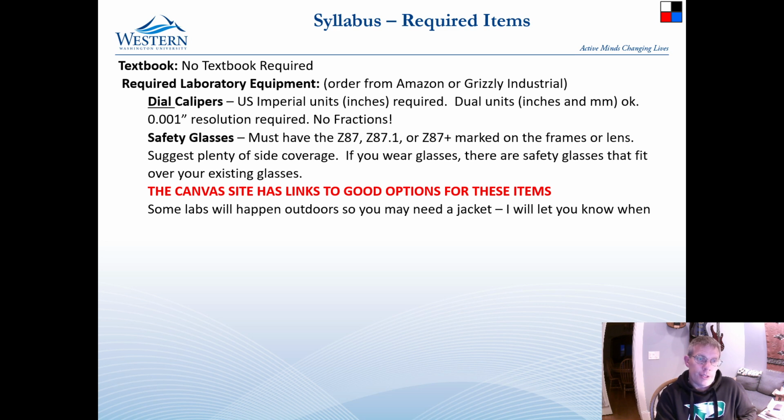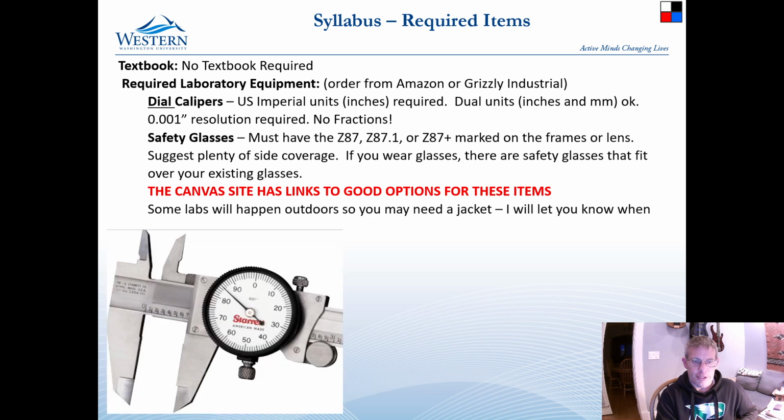The other thing is dial calipers, so we'll talk about those in just a minute. I would really like you to have dial calipers. If you would like to talk about it, the lab can be done with digital calipers, but it is better with dial. And the reason for that is that with dial calipers, you can see more of what's going on, and so you can tell when you're getting a good measurement. There are lots of ways to measure something incorrectly, only one way to get the correct answer. And until you have a really good feel for it, the dial calipers help you get there better. Some of the labs will happen outdoors. I'll try to give you warning on that, so you can bring a jacket just because it's a little cooler.